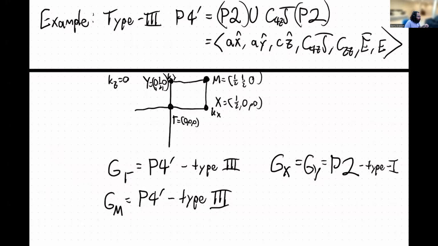Good. So let's look at a type 4 example next. And in that example, we'll see something interesting that we can do, and how type 4 magnetic space groups allow for some band structures that we can't necessarily get in non-magnetic or type 1 space groups.